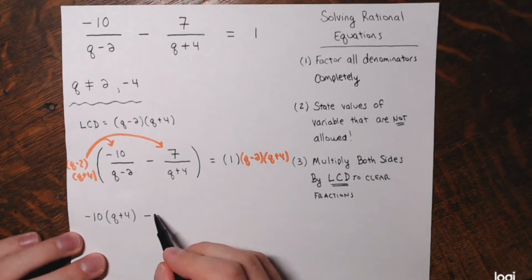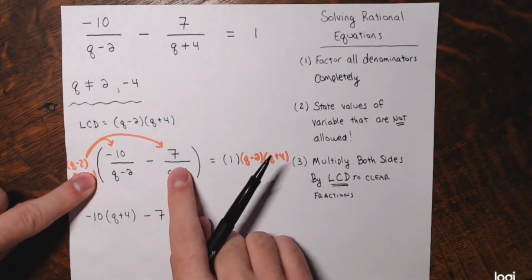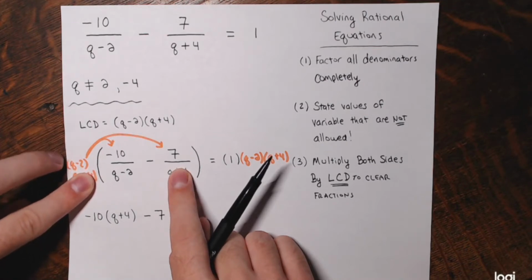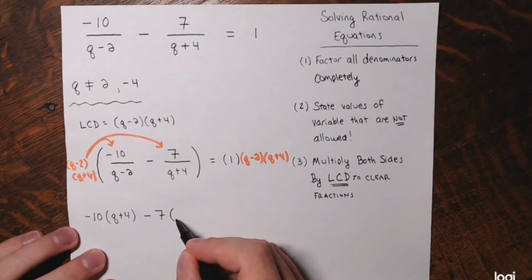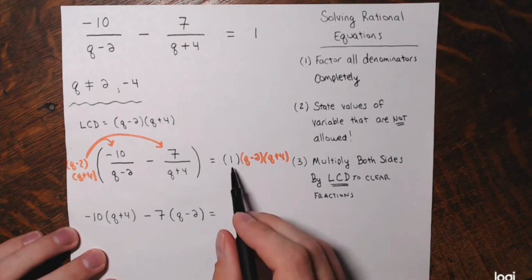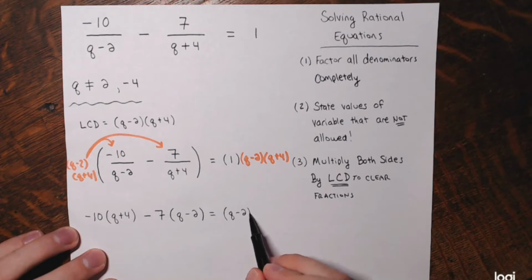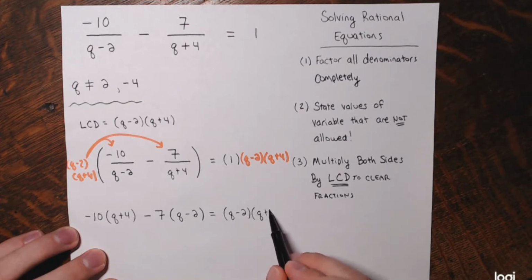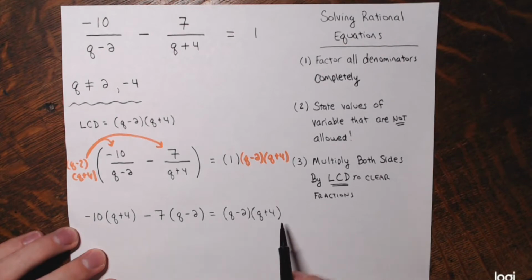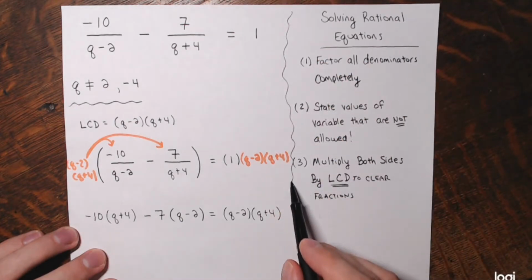Then we have minus 7. Now, the next fraction, the q plus 4's would cancel, and I'd be left with minus 7 times the quantity q minus 2. And then the other side, 1 times anything is itself. That's just the LCD, q minus 2 times q plus 4. So hopefully you can see that now all the denominators are gone. That is the whole reason why we are multiplying by the LCD here.